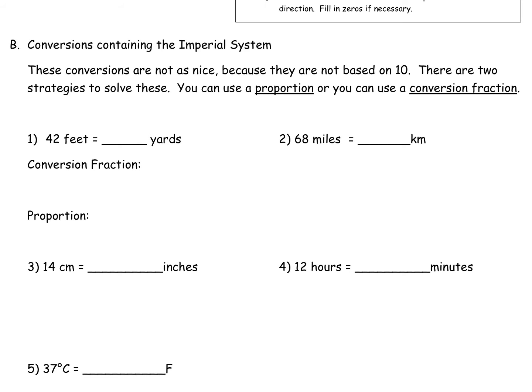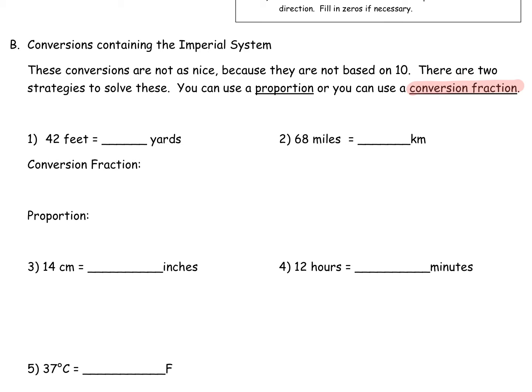Okay, now we're going to look at conversions containing the imperial system. I'm going to show you 2 ways to do them. The first one, we can always use a proportion, but I'm going to also introduce this method of the conversion fraction because the next unit, or the next section, sorry, is going to be two or more step conversions. And proportions get pretty clunky and not very nice to use when we have to do multiple steps.